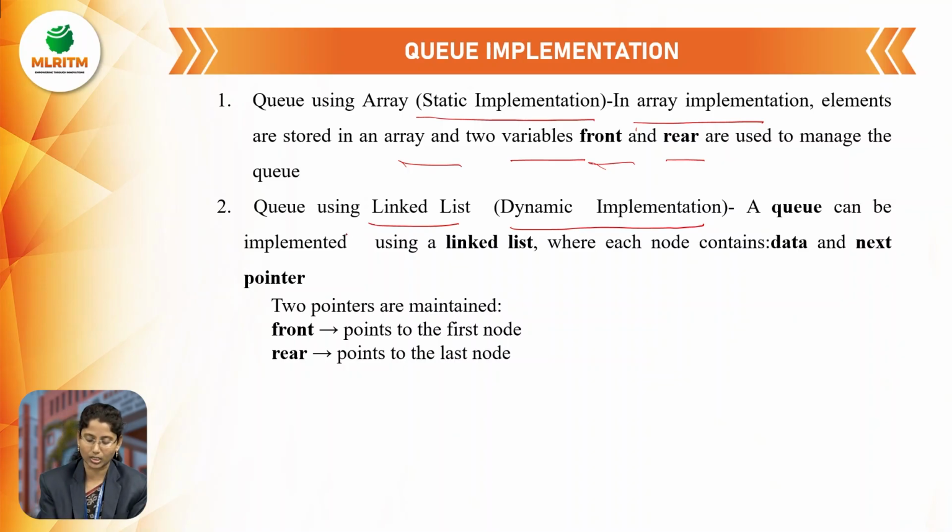Next is queue using linked list, which we call a dynamic implementation. A queue can be implemented using a linked list, where each node contains data and the next pointer. Here two pointers are maintained: the first one is front, which points to the first node, and the rear, which points to the last node.